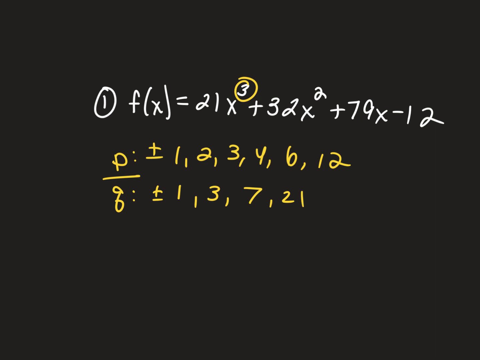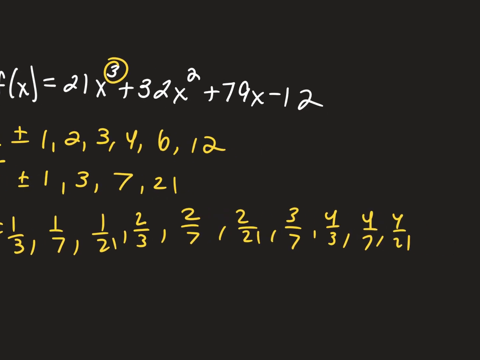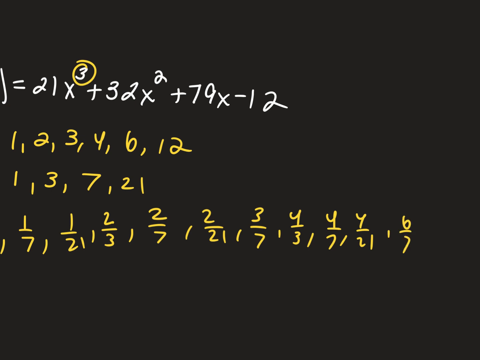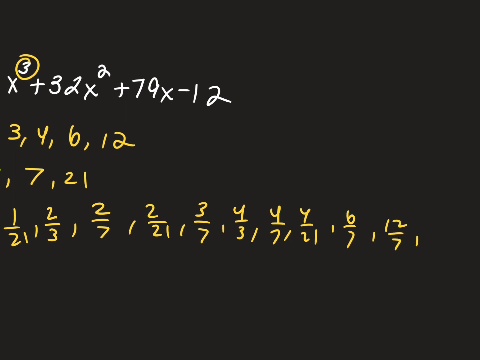The fractions. So 1 over 1, 1 over 3, 1 over 7, 1 over 21, 2 over 1, 2 over 3, 2 over 7, yeah, 2 over 21, 3 over 1, 3 over 3, 3 over 7, 3 over 21, we already got that, 4 over 3, 4 over 7, 4 over 21, yeah, 6 over 3, 6 over 7, 12 over 7, and 12 over 21. If you guys miss one of these, is it really that big of a deal?